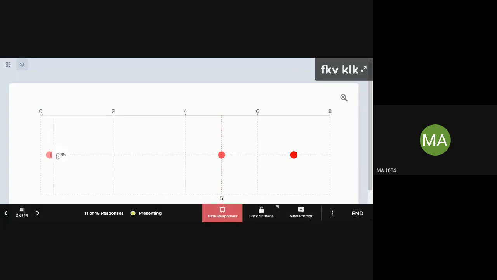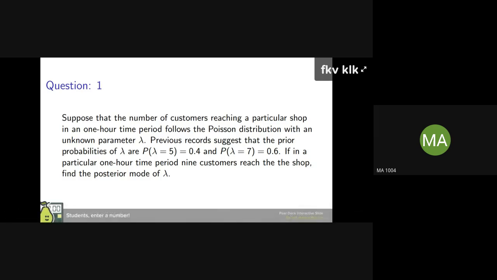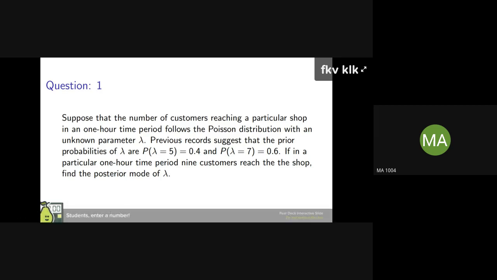How is it coming below 2? There are only two options, no? 5 and 7. All right, so what are we going to do here? Anyone? When we are saying find the posterior mode of lambda, what exactly are we trying to do here? Multiply the likelihood with the prior. No, posterior mode of lambda. So there are two possibilities here, right? Yes, 5 and 7. Now we have to check which probability is maximum, right?